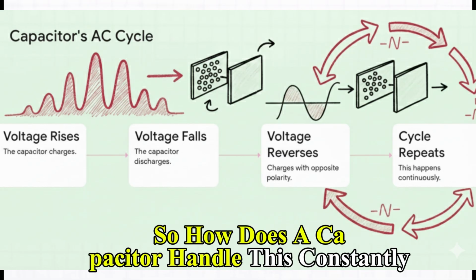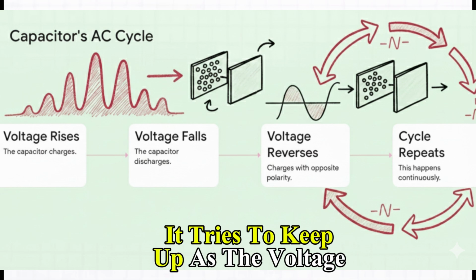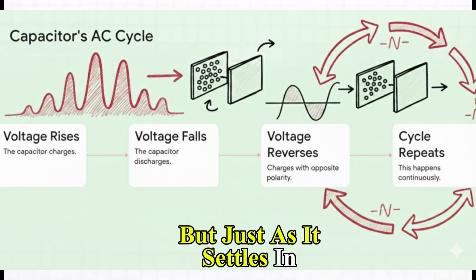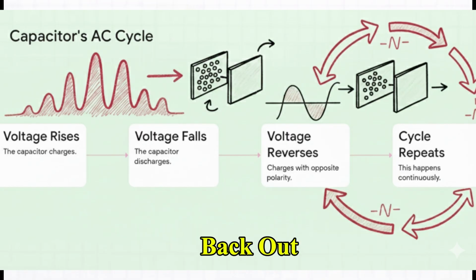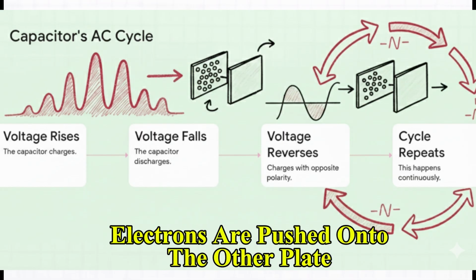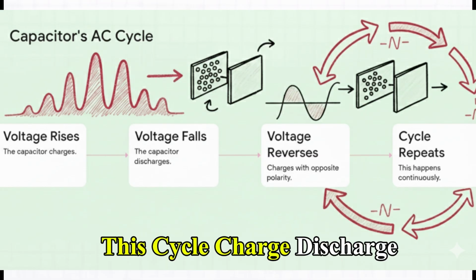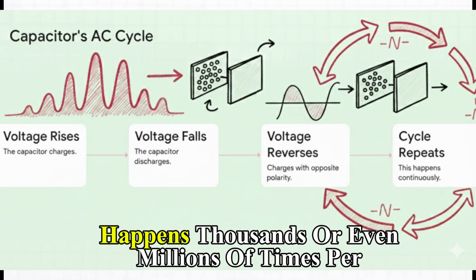So how does a capacitor handle this constantly changing voltage? It tries to keep up. As the voltage rises, electrons pile onto one plate, charging it. But just as it settles in, the voltage starts falling, and those electrons rush back out. Then, when the voltage reverses, electrons are pushed onto the other plate, charging it with the opposite polarity. This cycle, charge, discharge, reverse, discharge, happens thousands or even millions of times per second.